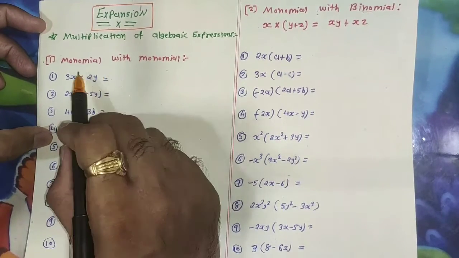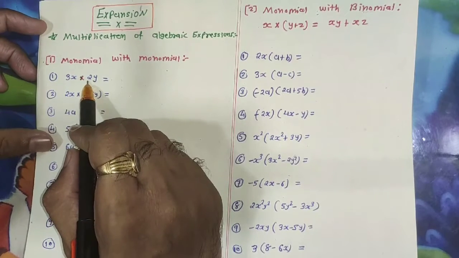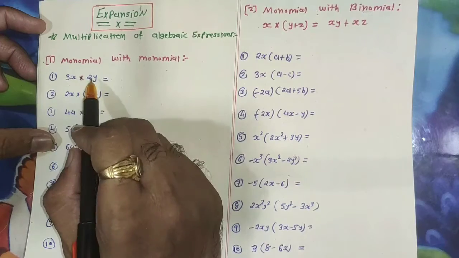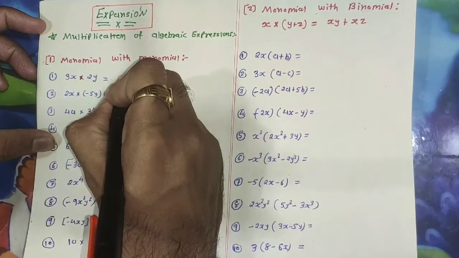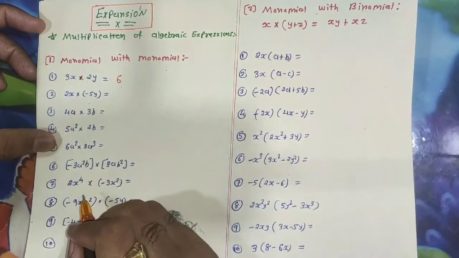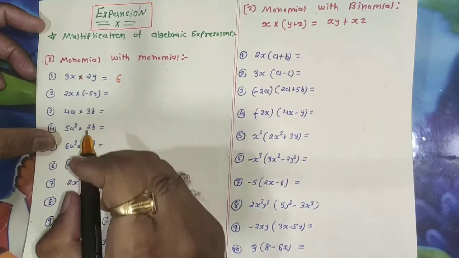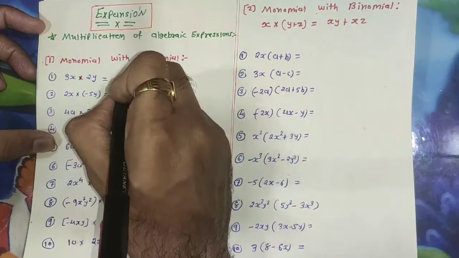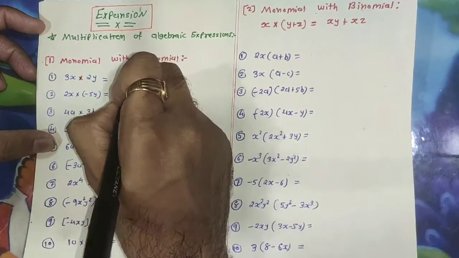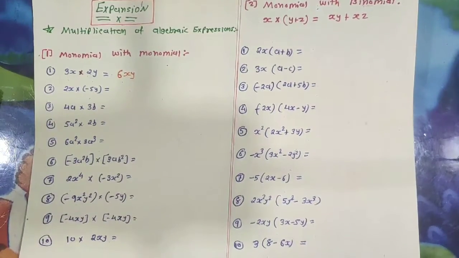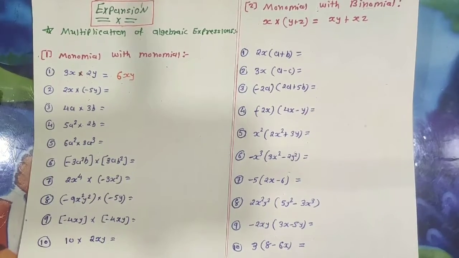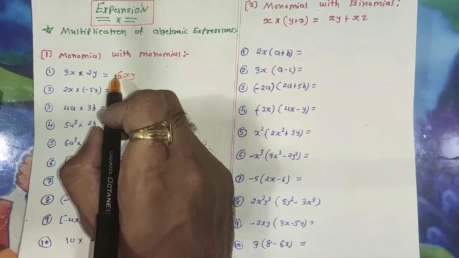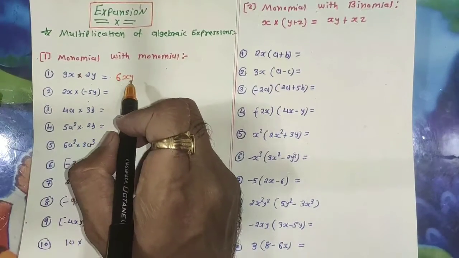For the multiplication of this monomial with this monomial, we simply multiply this 3 with this 2. 3 twos are 6, so our constant part will be 6. Clear students? Then you have to perform the multiplication of the variable parts. The variables are x and y, so the multiplication of x and y is x into y, which is xy. The meaning of 6xy is 6 into x into y, where 6, the constant, is in multiplication with the variables x and y. Clear?